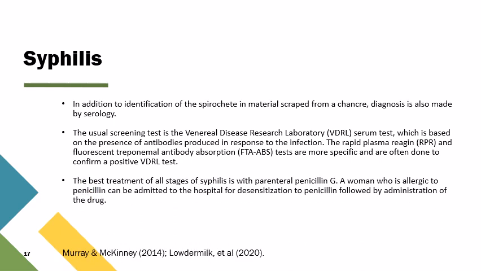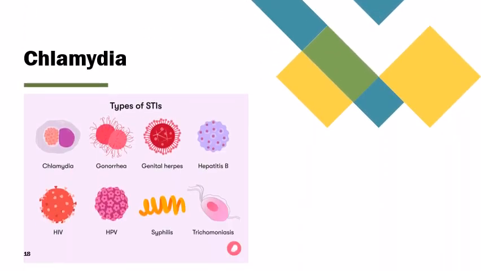The best treatment for all stages of syphilis is parenteral penicillin G, and women who are allergic to penicillin can be admitted to the hospital for desensitization to penicillin, then follow the administration of the drug.